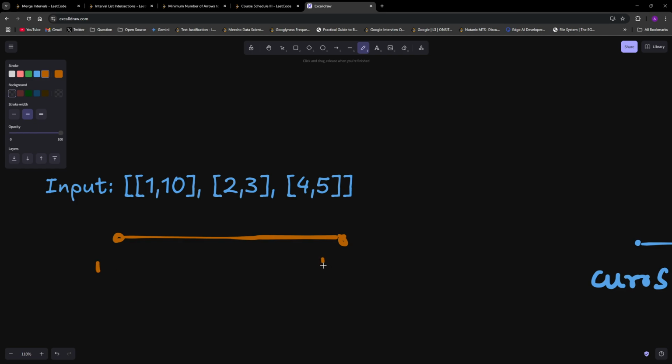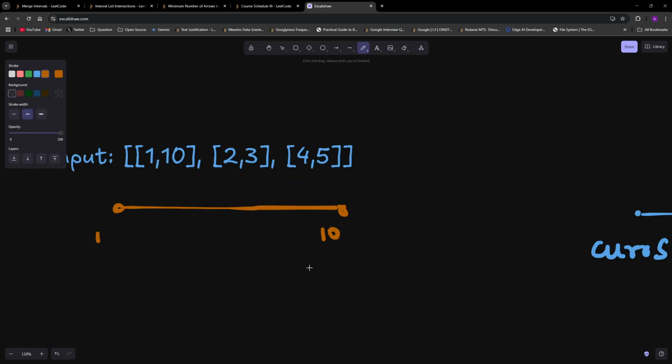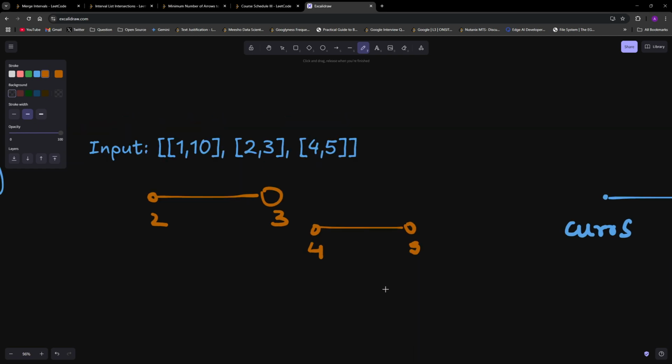The 1 came first, so we'd put it here. Or let's say that no, let's say that we do it by the end time. I want to purposely do it by the end time. The one that finishes earlier, we put it first. So let's say we do 2, 3, and now there will be 4, 5, and now there will be 1, 10.